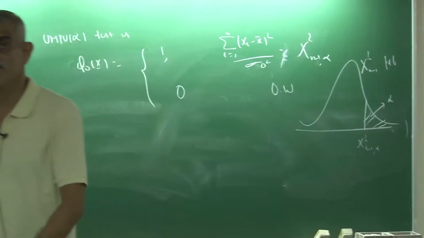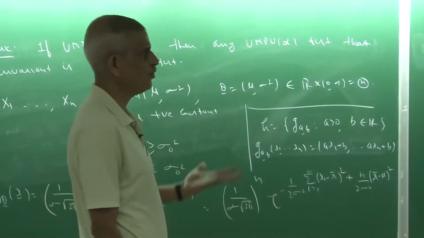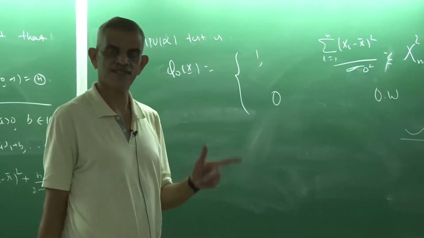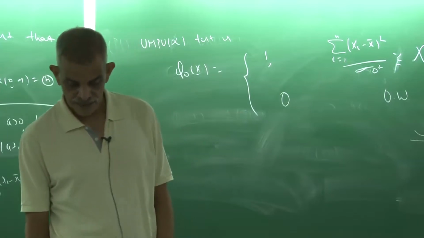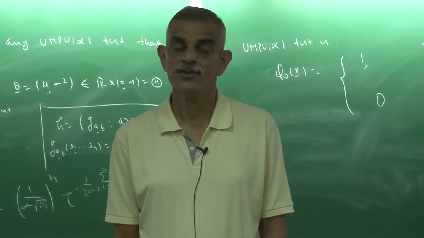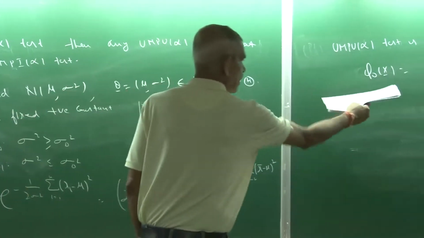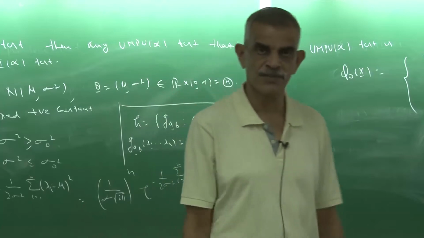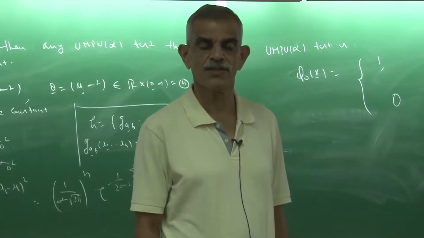The question is, is this a UMPI alpha test? This is also a UMPI alpha test under the transformations G c of x, which is a location set of transformations, G c of (x1, x2, ..., xn) as (x1 plus c, ..., xn plus c). So this is not invariant under the affine group. So finding a UMPI alpha test under the affine group of transformations I don't get from the last result. Because here I get a UMPU alpha test which is not invariant under the affine group of transformations, rather it is invariant under the location group of transformations.